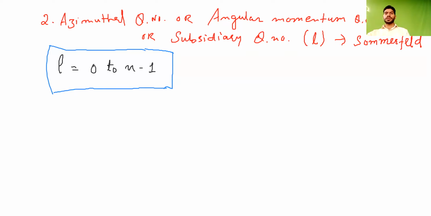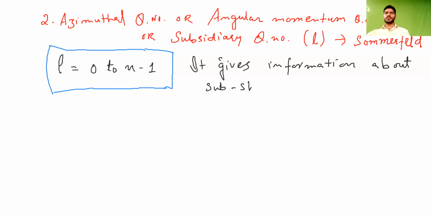This azimuthal quantum number gives information about subshells. Note that the first quantum number gives information about shells, the main energy levels, but this one gives information about subshells, or you can also call them sub energy levels. So that means inside the main energy levels, there are also sub energy levels, which is your azimuthal quantum number, represented by l.